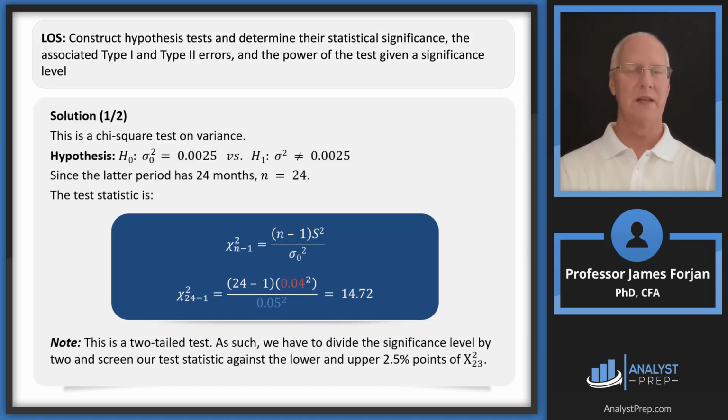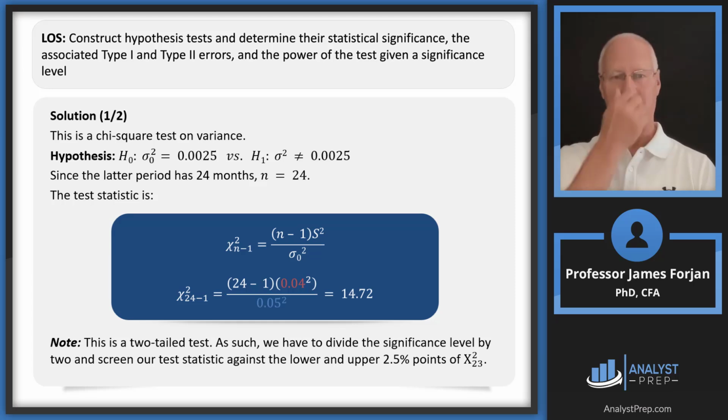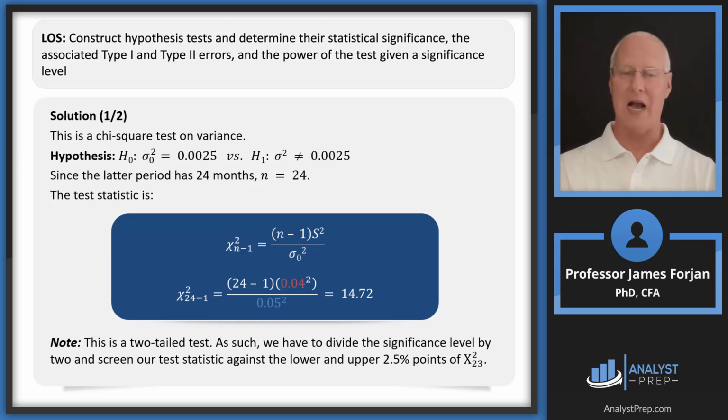So let's state the null hypothesis. The variance is equal to 0.0025. It's a two-tailed test, so the alternative is not equal to 0.0025. Since the latter period has 24 months, we're going to use that in our chi-square distribution. So all we're going to do is say 24 minus 1, put the 4.5% in the numerator, put the 4% in the denominator, make sure you square them, and multiply by 23 in the numerator. That gives you 14.72. There's our test statistic.